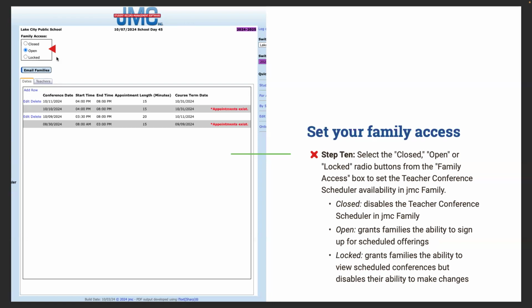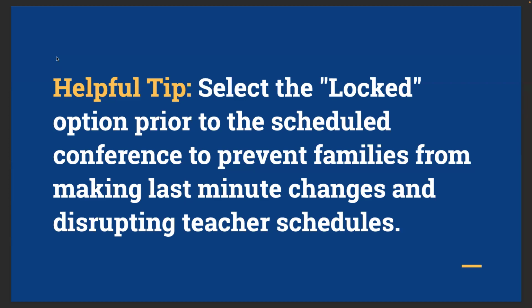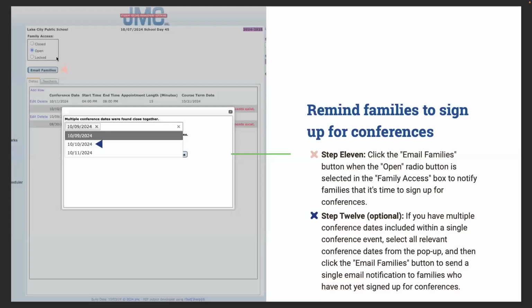It allows families to still see their scheduled conferences in JMC Family, but it doesn't allow them to change any appointments. So it ensures that teachers will know their schedule. It's locked in place, but families can still view the appointments that they've made. Helpful tip, select the locked option prior to the scheduled conference to prevent families from making changes. So that's what we were just talking about. They'll still be able to view their appointments. They just won't be able to change them.